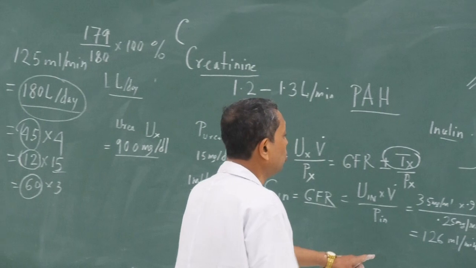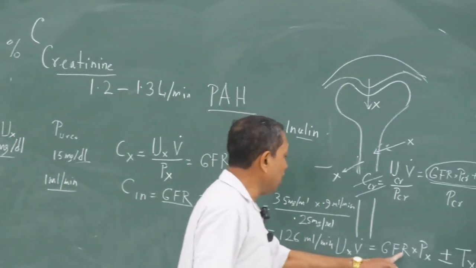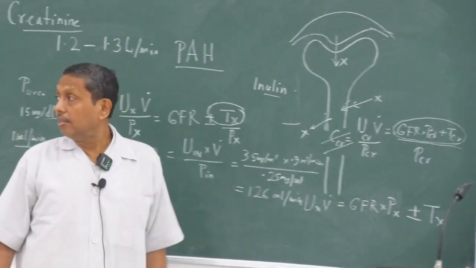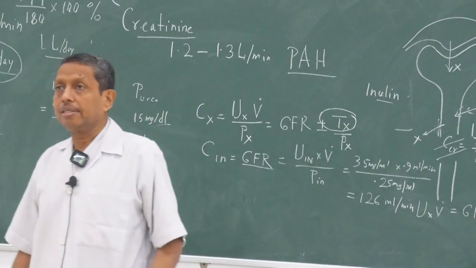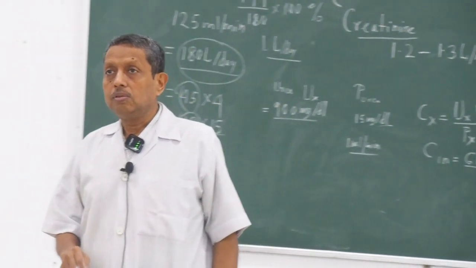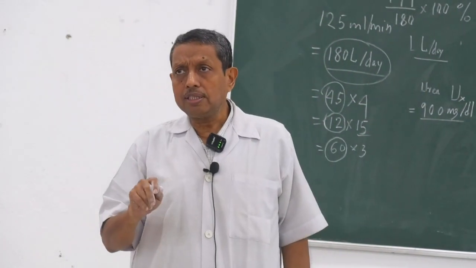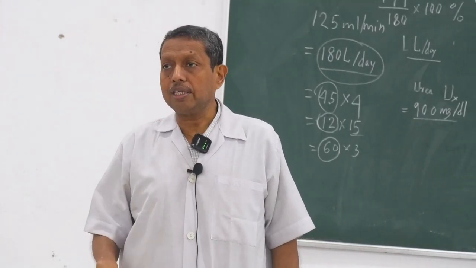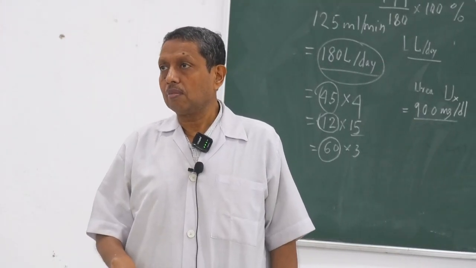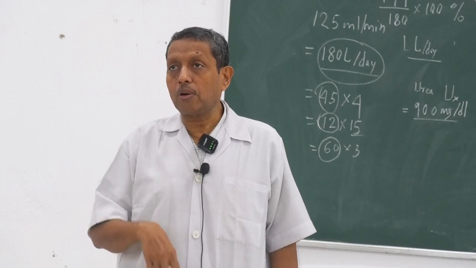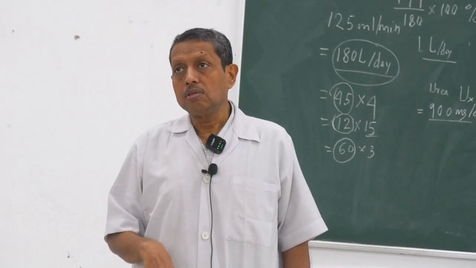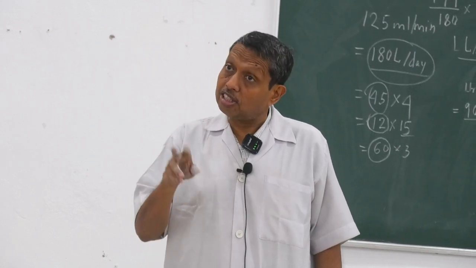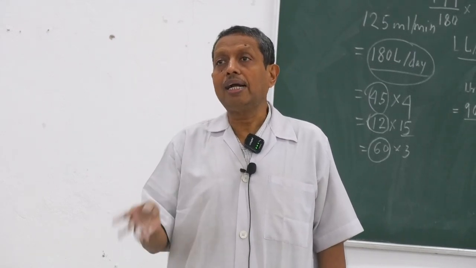Now we can recapitulate to some extent. Consider substances that are secreted, such as glucuronides of the steroids. We discussed that the metabolic products of the steroid hormones form tetrahydroglucuronides. They are filtered and at the same time they are secreted.